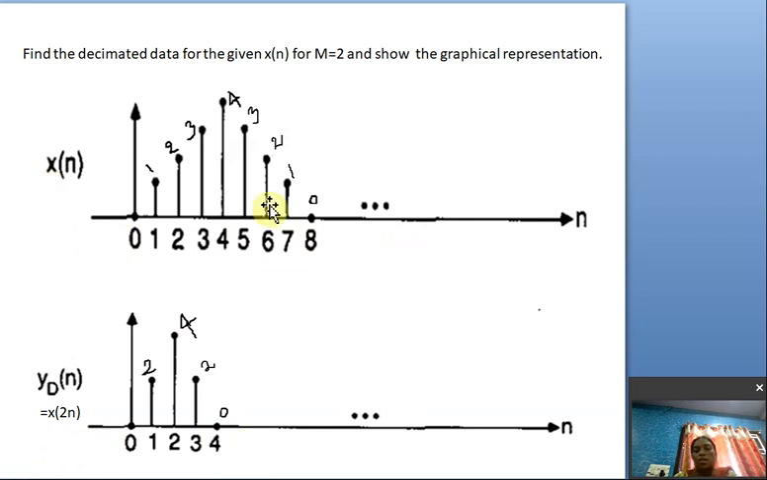That means this is the x of n, and x of 2n is nothing but this one. This one has one sampling rate and this one has another sampling rate. So x of n is decimated by a factor 2, that is, downsampling has to be done, and that is how you get the output like this for the decimator.